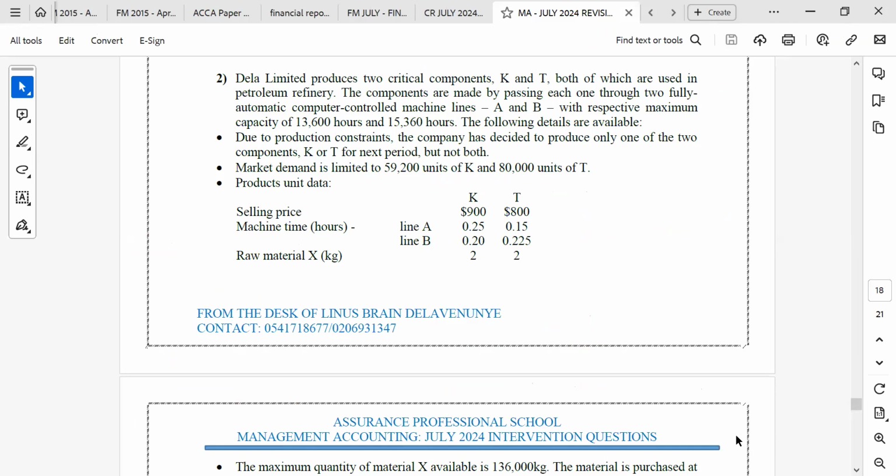15,360. The maximum hours is 15,360. So what will be the hours left if we are producing the 54,400? What will be the spare capacity on the machine? So we look for the spare capacity.